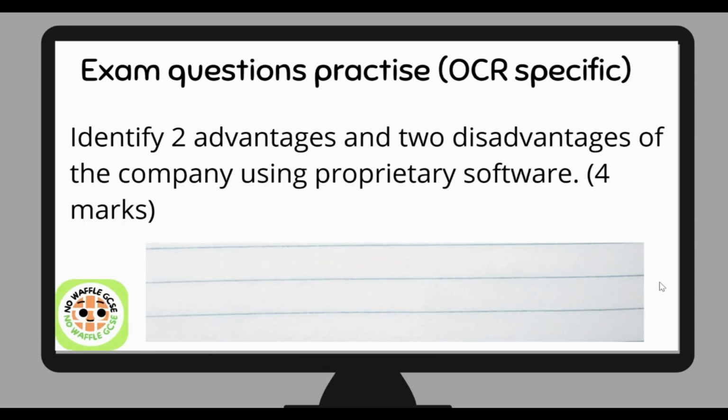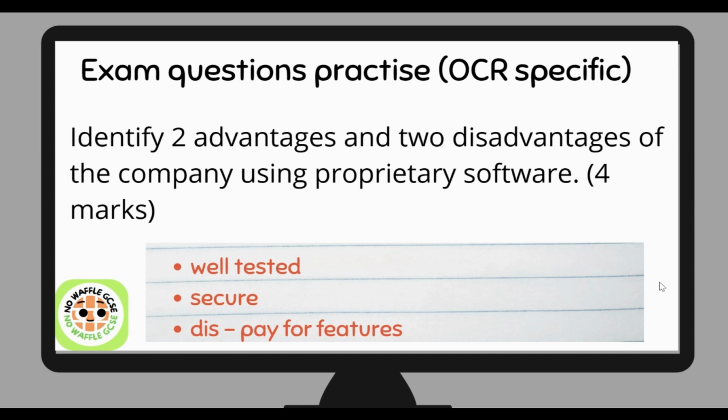Exam question practice time. Can you identify two advantages and two disadvantages of a company using proprietary software? Remember, in this situation, you need to think about the scenario given. In this case, what good would it be to the company to use this software, and what bad would it be to them? Let's review the answers. So, it's well tested, it's secure, but in terms of disadvantages, you have to pay for features.